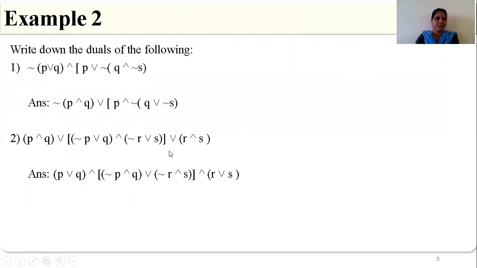The same example we can consider here. Wherever we encounter a disjunction, replace it with conjunction. Wherever we encounter a conjunction, just replace it with disjunction. These are the simple two examples. You can go through them.